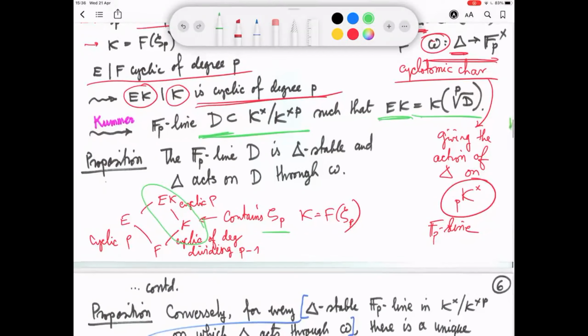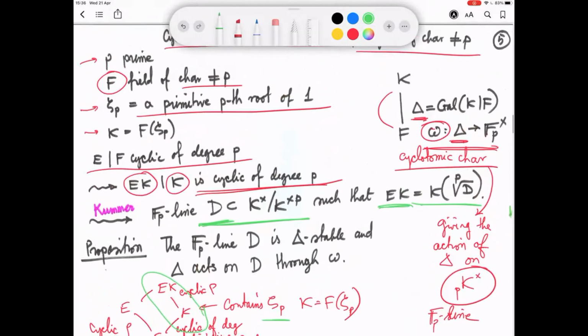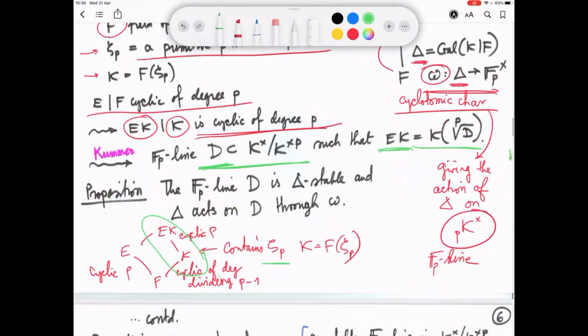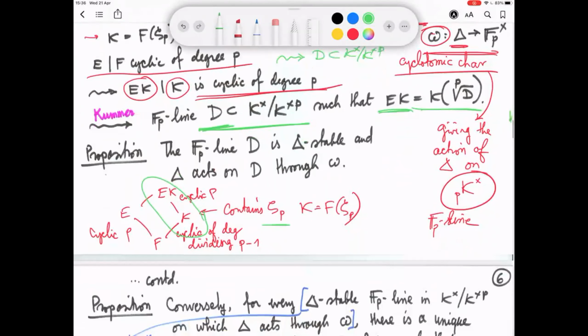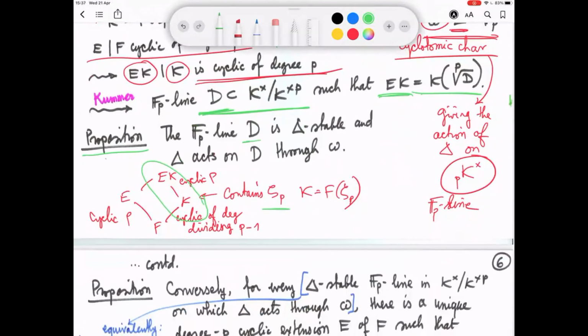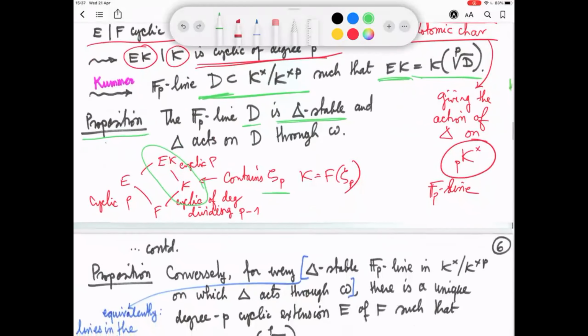So what is the upshot of this discussion on this page till now? Maybe I should have summarized it. So the summary is that you have E over K, which gives you EK over K, which gives you D in K star modulo K star to the power p. And the proposition now says that this D is delta stable. What does delta stable mean? Delta, of course, acts on K star modulo K star to the power p. And this is an F_p space, right?